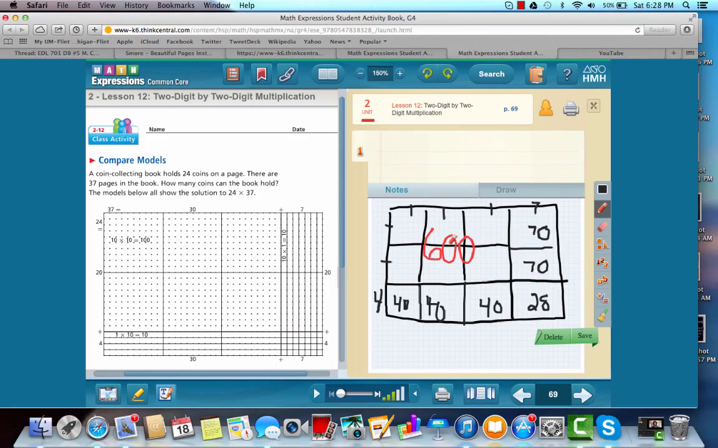And that seems like an awful lot. But when you add that up, you have 600 plus 120, which would be these 3 together, plus 140 plus 28 will give you the answer to your multiplication problem, 24 times 37. Now that's one model.